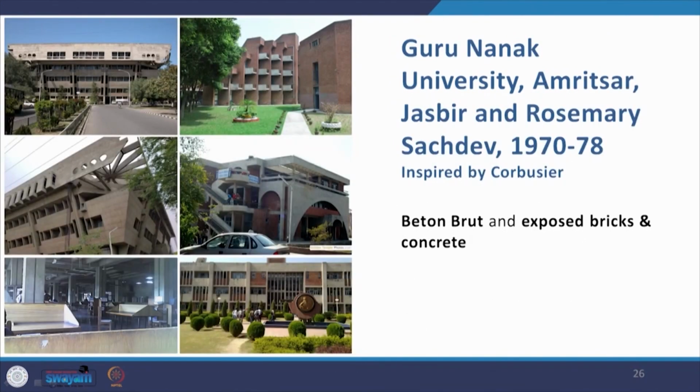Now with regard to the building design itself, we come to the Guru Nanak Dev University, GNDU, in Amritsar, designed by Jasbir and Rosemary Sachdev from 1970 to 78. It is also inspired by Corbusier. It is a first phase influence where there is beton brut and exposed brick and concrete buildings.